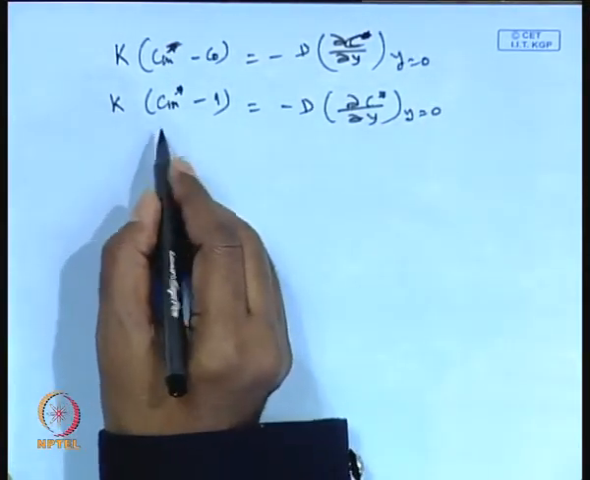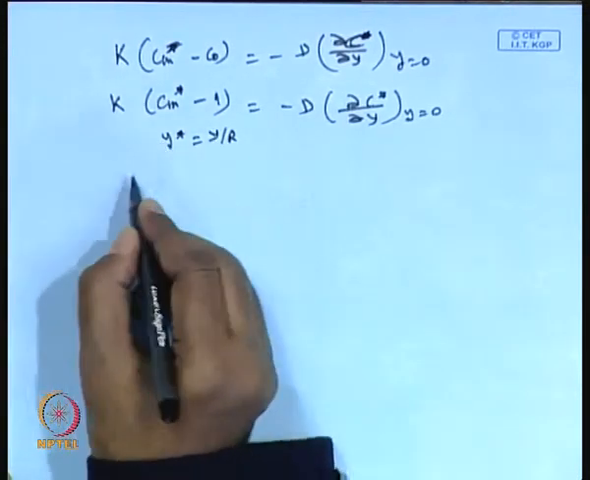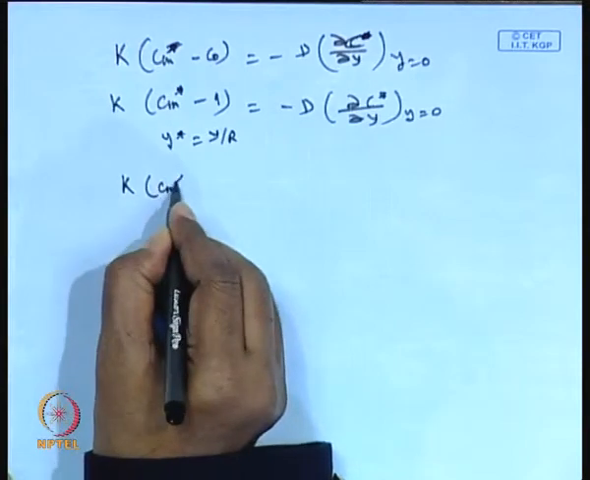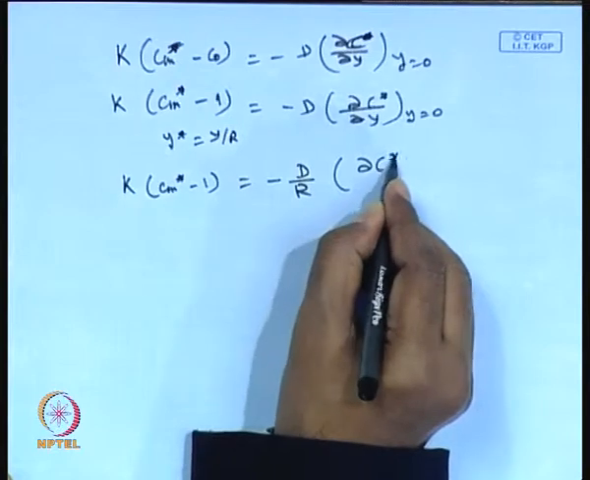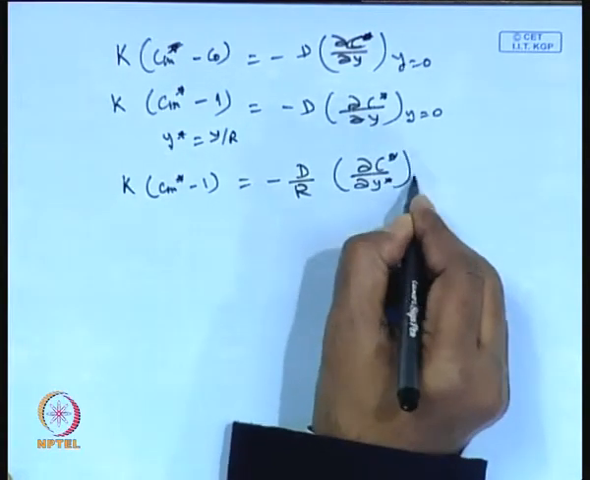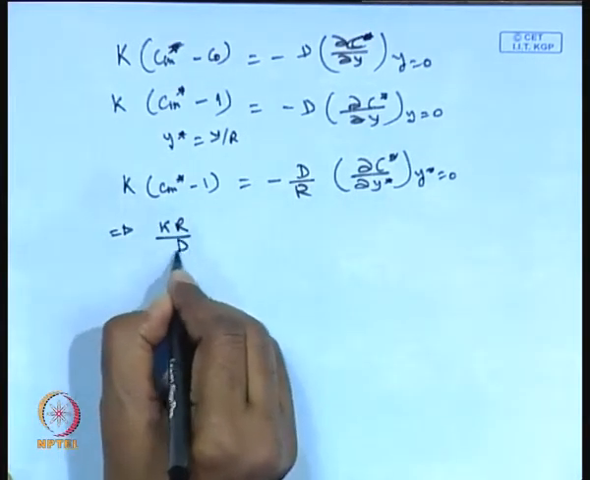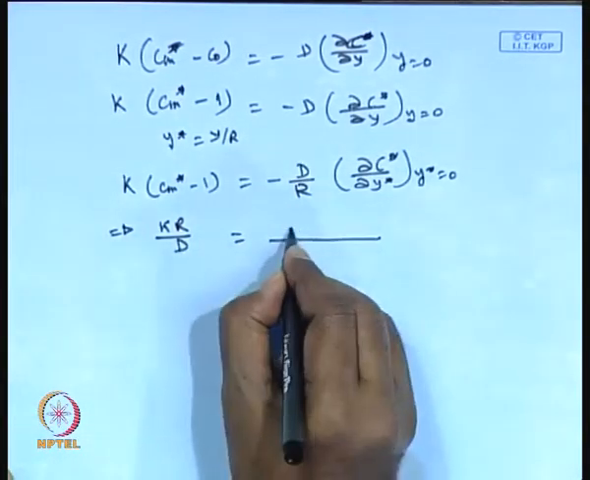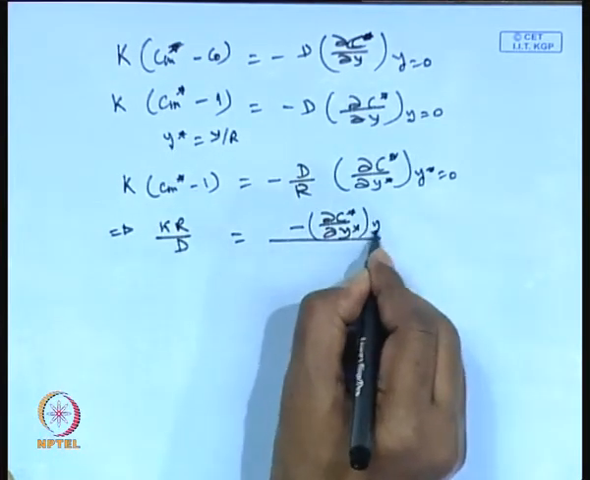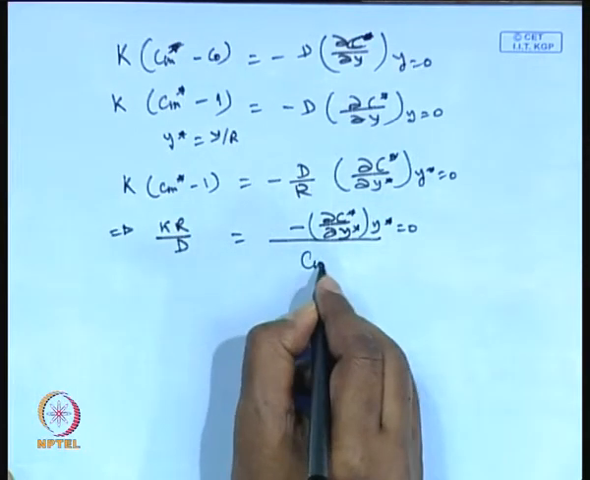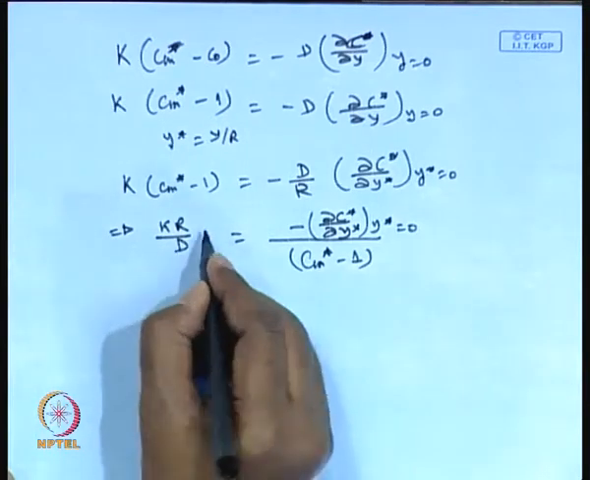Okay. Make y star as y by r. So, y is nothing but r times y star. So, K Cm star minus 1 is minus d by r del c star del y star at y star is equal to 0, and what is this? K r by d is nothing but minus del c star del y star at y star is equal to 0 divided by Cm star minus 1, and this quantity K r by d is nothing but the Sherwood number.